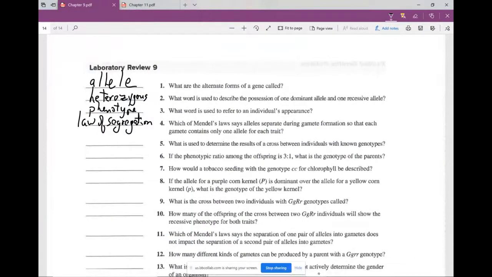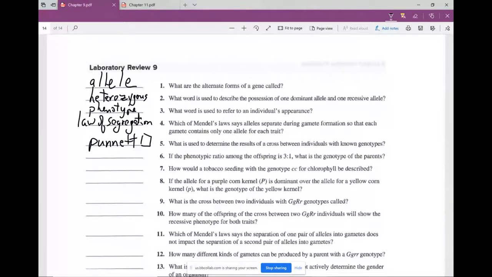What is used to determine the results of a cross between individuals with known genotypes? We use a Punnett square, two n's, two t's. It doesn't fit there. Let me just draw a square. Punnett square.